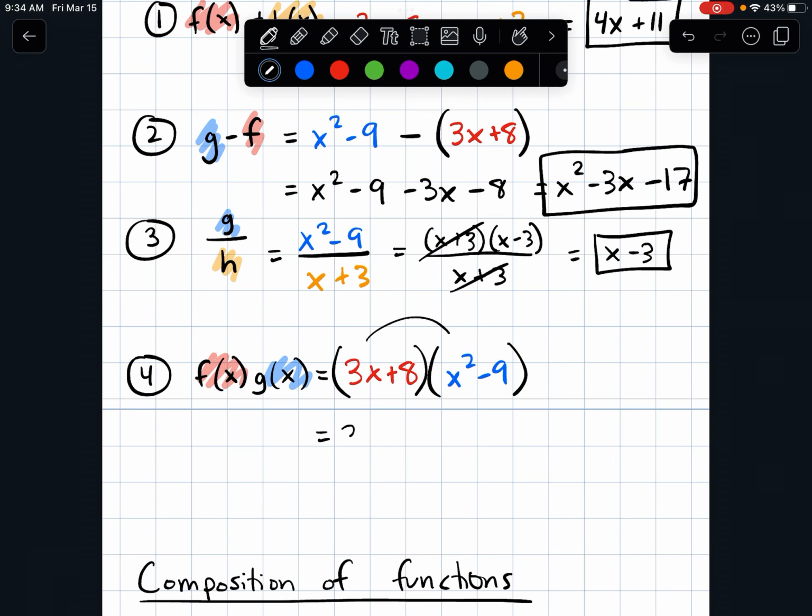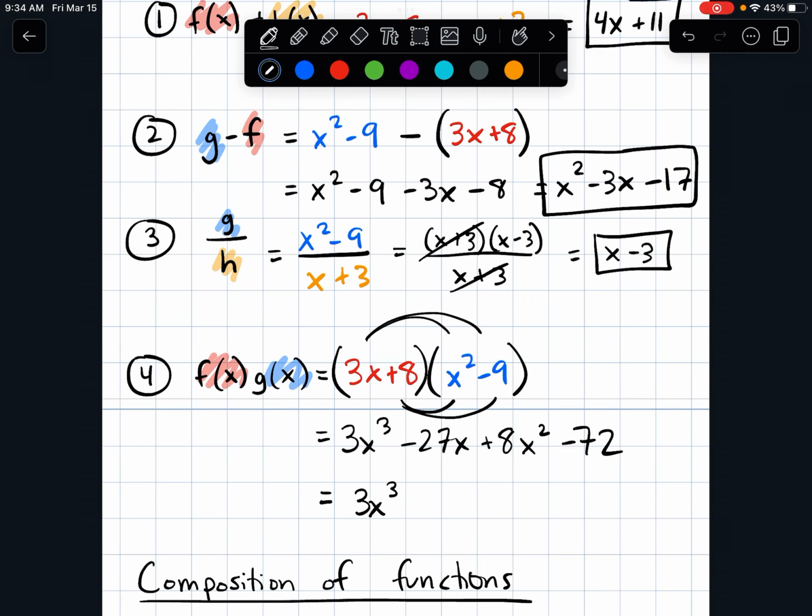So 3x times x squared is 3x cubed. 3x times negative 9 is negative 27x. 8 times x squared is 8x squared. And 8 times negative 9 is negative 72. Then I'm going to combine my like terms.